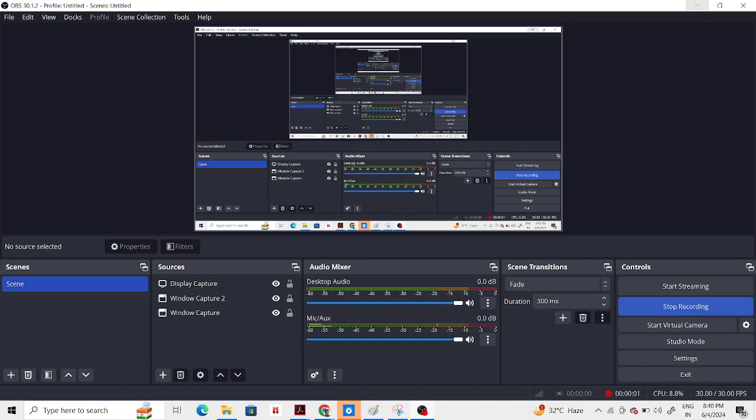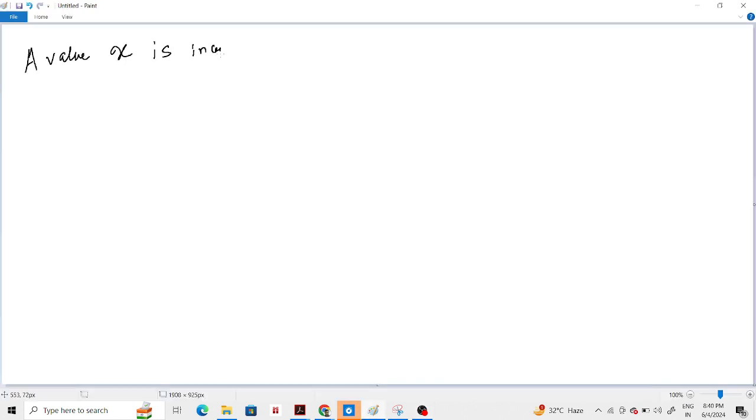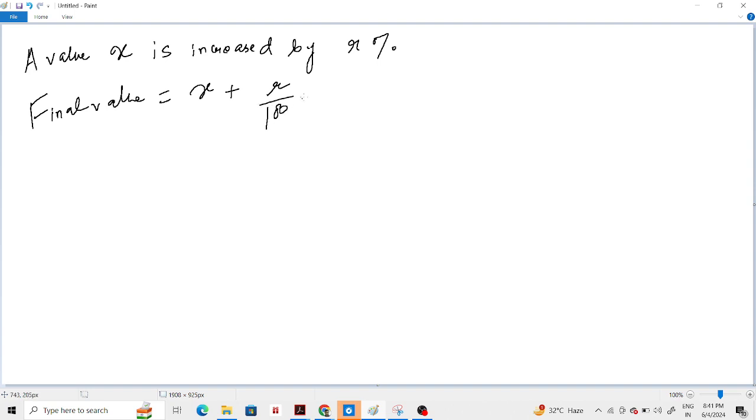So if I say a value x is increased by r%, what does that mean? A value x is increased by r%. Can you tell me what will be the final value? If a value x is increased by r%, what is going to be the expression of the final value? X by 100 into r. No, it is x plus r by 100 into x.